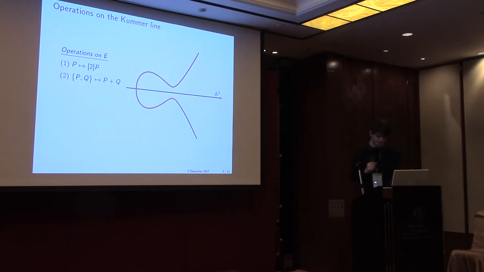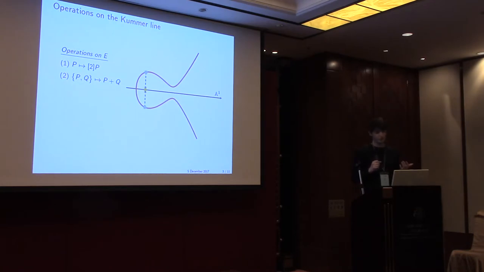Now, if we want to do something similar on the Kummer line, the Kummer line would be the x-coordinates of the points on the elliptic curve, so you can project to this line. And what we want to do is define similar operations on this line as opposed to on the elliptic curve.